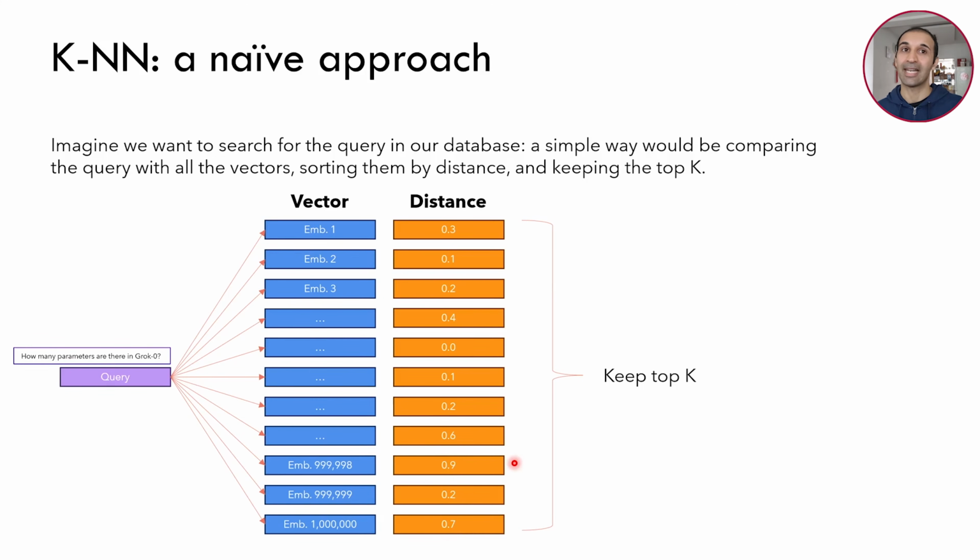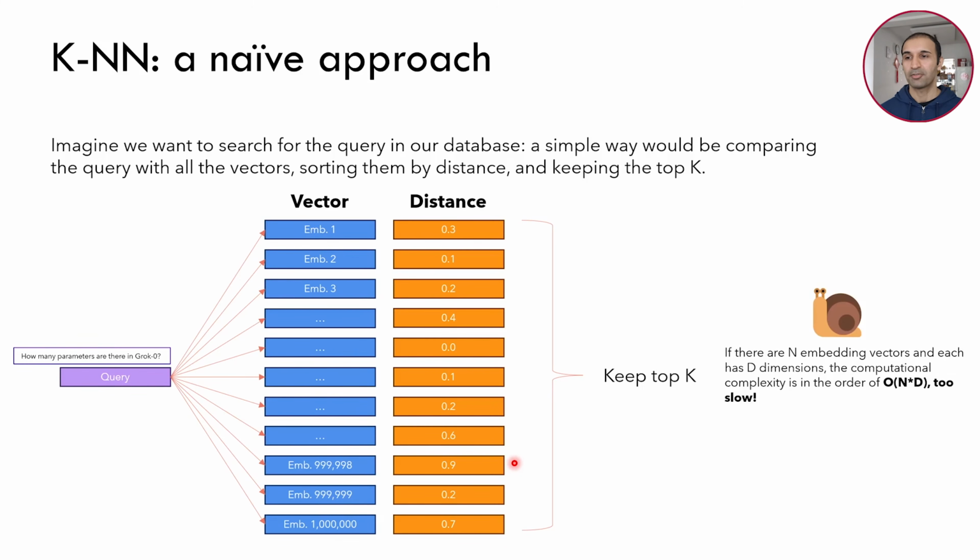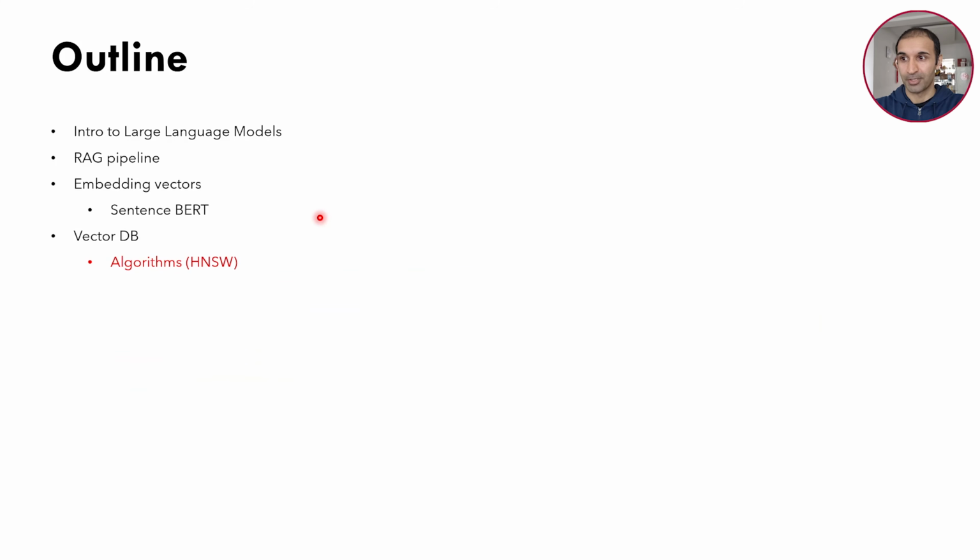And we keep the top k, so the top 3 or the top 2, depending on how we chose k. Now, this is actually a very simple approach, but it's also very slow, because if there are n embedding vectors, so in this case 1 million, and each one has d dimensions, so in the case of BERT base, it's 768, the computational complexity is in the order of n multiplied by d, which is very, very slow. Let's see if there are better approaches.